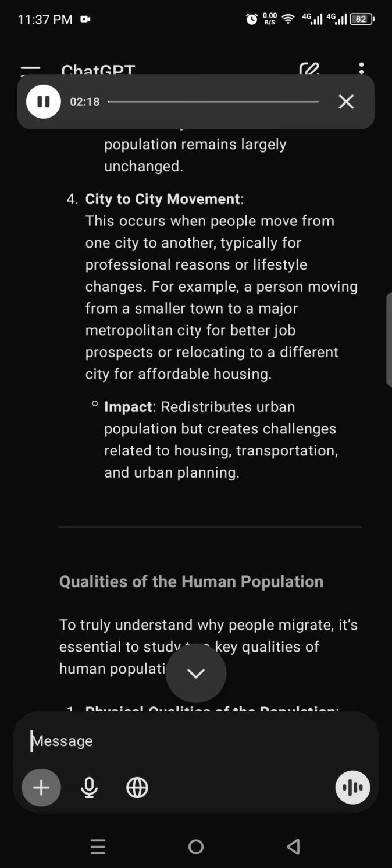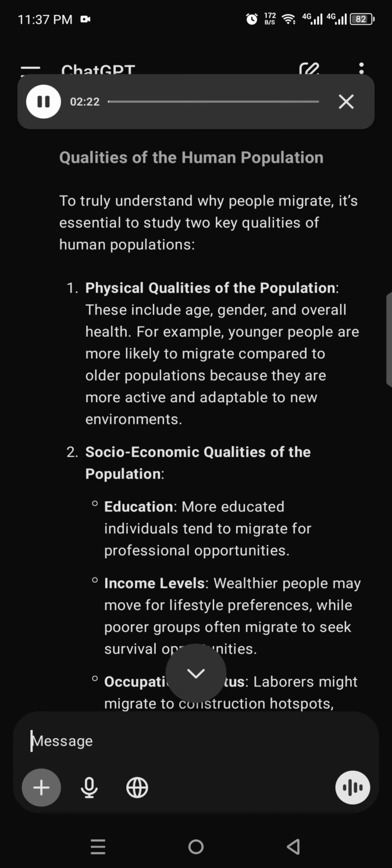Qualities of the human population. To truly understand why people migrate, it's essential to study 2 key qualities of human populations. 1. Physical qualities of the population. These include age, gender, and overall health. For example, younger people are more likely to migrate compared to older populations because they are more active and adaptable to new environments. 2. Socioeconomic qualities of the population.